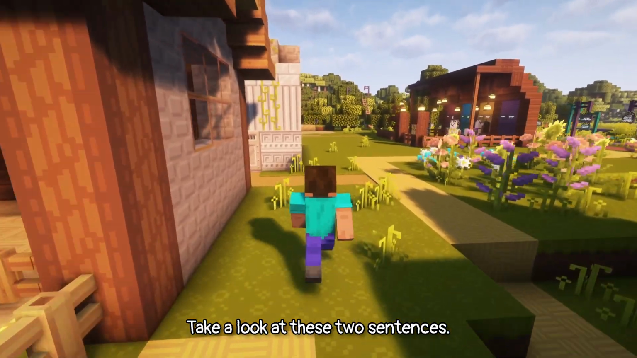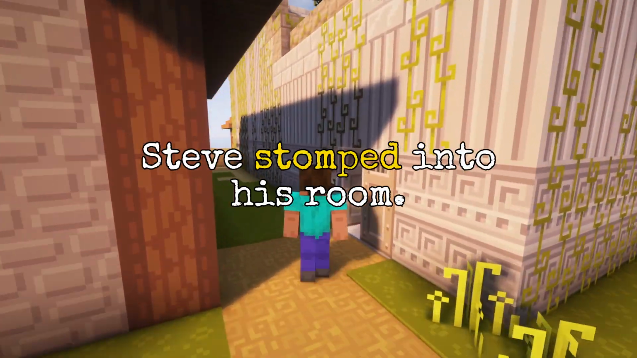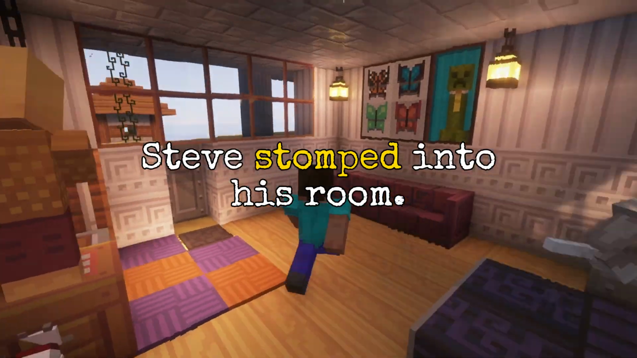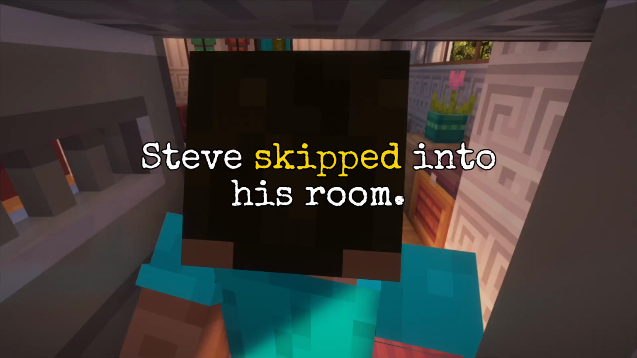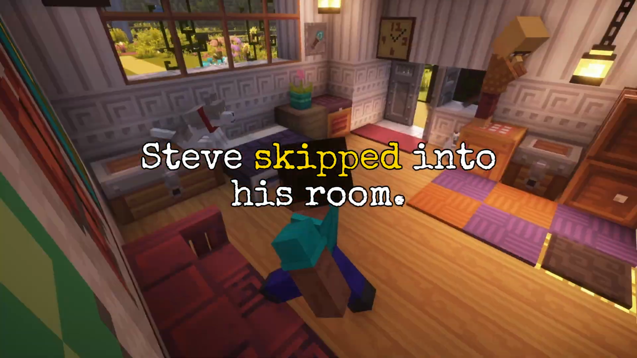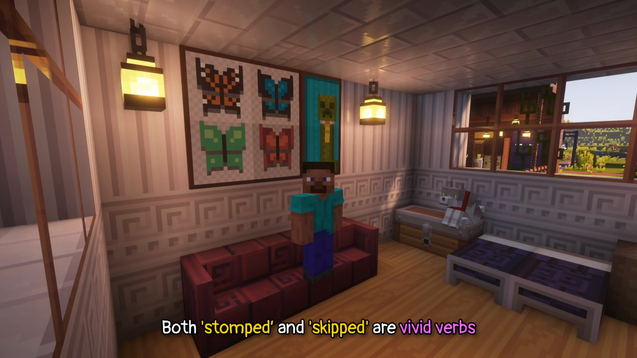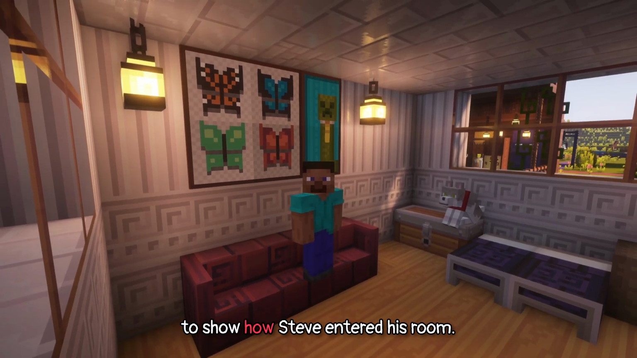Take a look at these two sentences. Steve stomped into his room. Steve skipped into his room. Both stomped and skipped are vivid verbs to show how Steve entered his room.